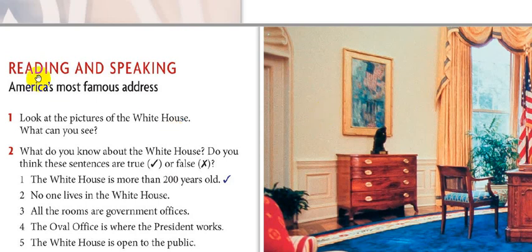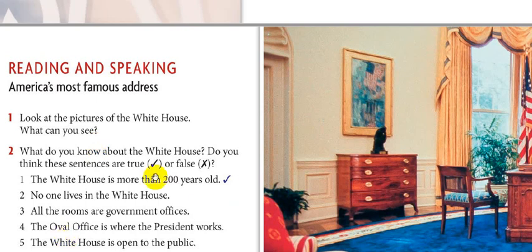And we will take the exercise here, reading and speaking: America's most famous address. The first one, look at the pictures of the White House. What can you see? So we have 4 pictures for the White House. The first one is the new White House, and the second picture, which is the biggest one, is the Oval Office, the presidential office. And the third picture, which is the smallest one, is for the tourists and the garden of the White House. And we have a picture of the old White House.